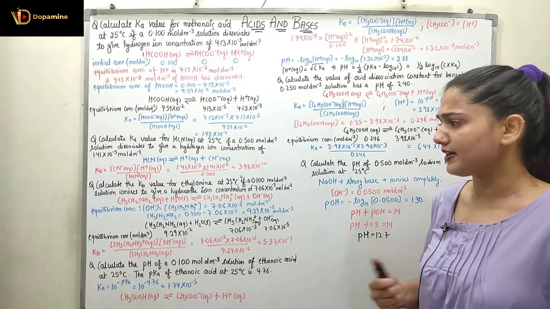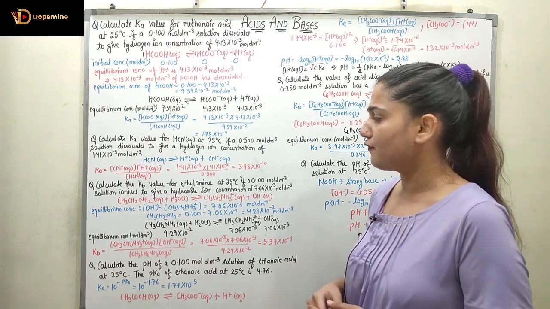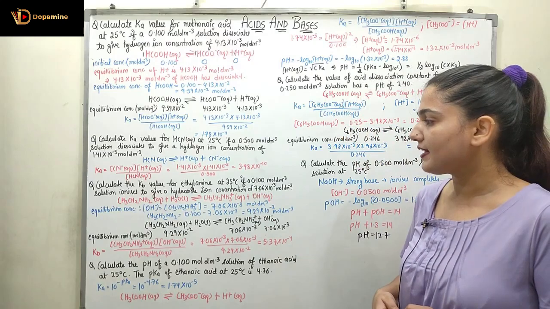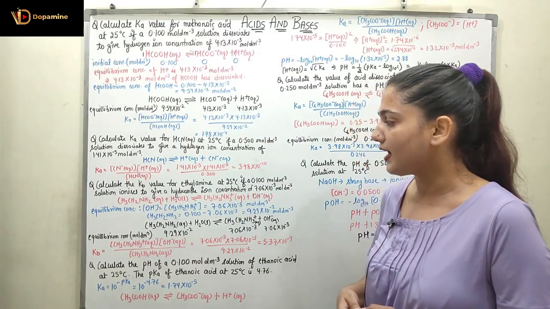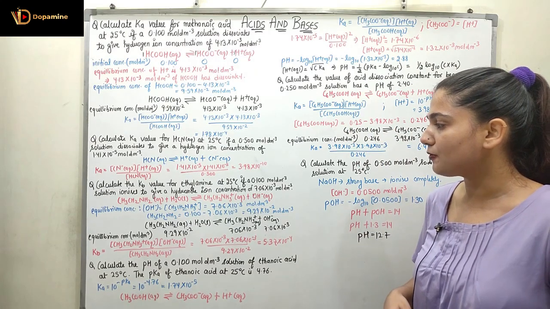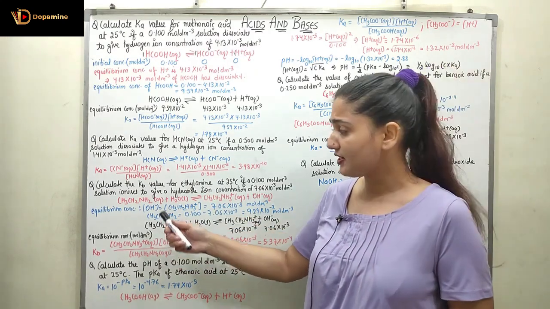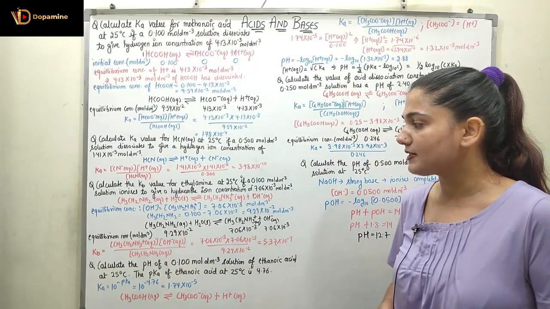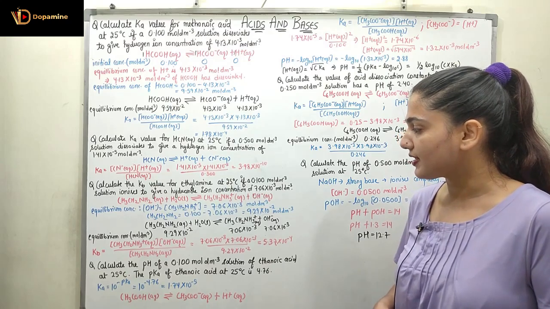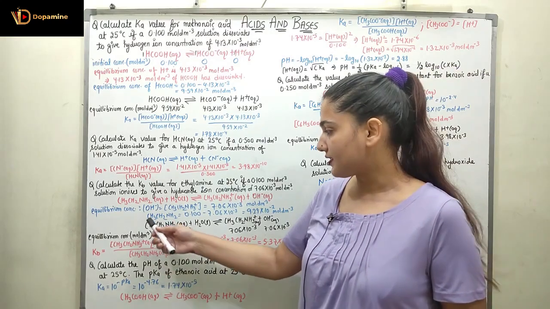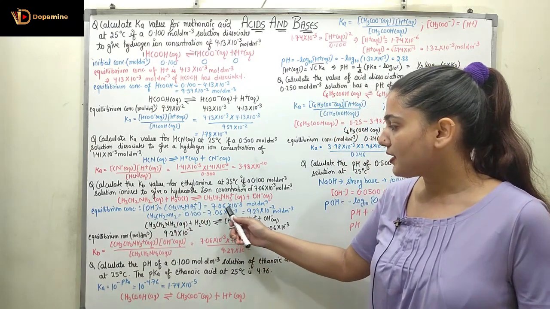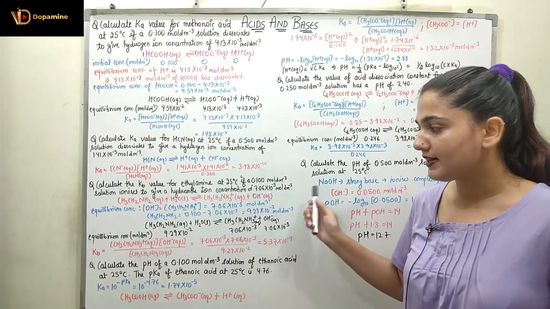That is the Ka. Coming to the next question, it states calculate the Kb value for ethylamine at 25 degrees Celsius if a 0.100 mole per decimeter cube solution ionizes to give a hydroxide ion concentration of 7.06 × 10^-3 mole per decimeter cube. So if I see the reaction, it would be CH3CH2NH2 in aqueous plus H2O in liquid is in equilibrium with CH3CH2NH3⁺ in aqueous plus OH⁻ in aqueous. So the equilibrium concentration of CH3CH2NH3⁺ is 7.06 × 10^-3 mole per decimeter cube, it is given.